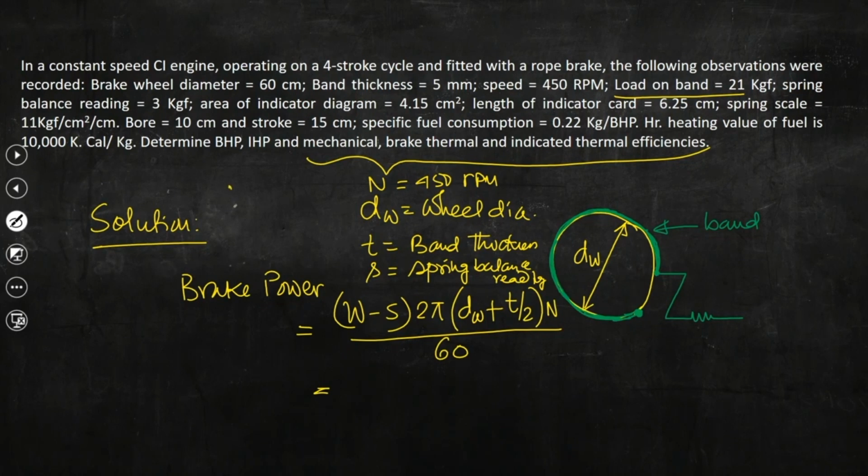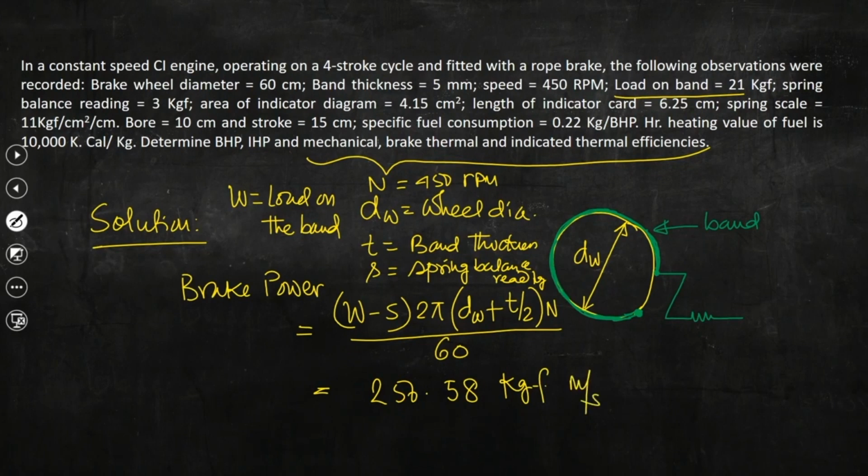So, W is the load on the band, and then we can get this, which is coming as 256.58 kg force into meter per second. So, this is the brake power, and we can get the brake horsepower.